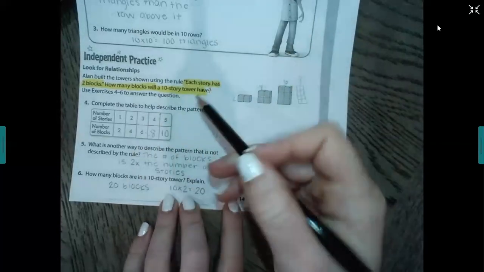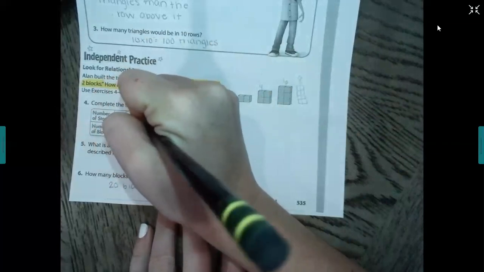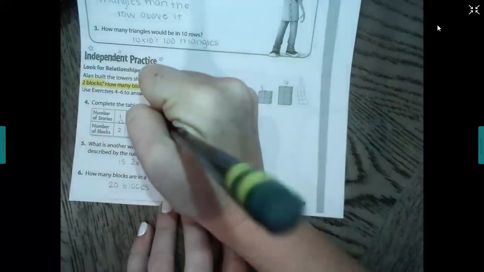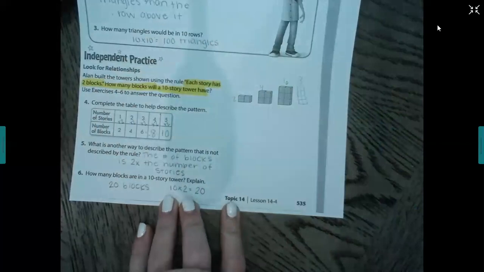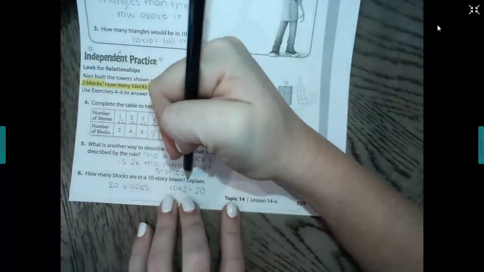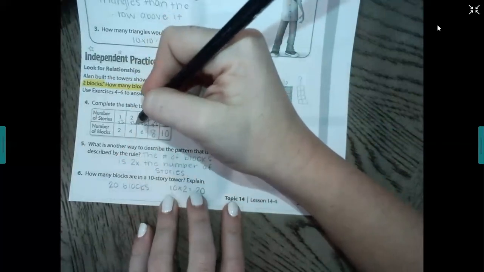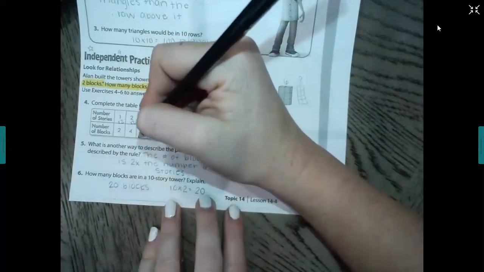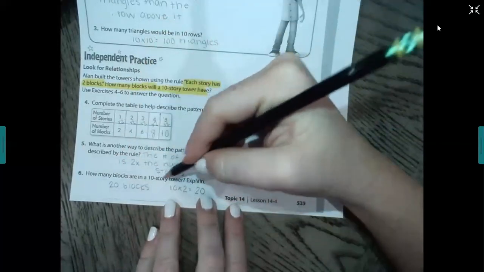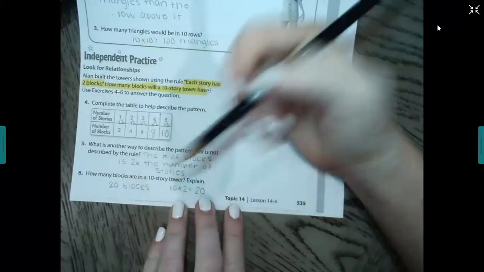So using that rule, and you can go ahead and even write your rule in here so that you remember it. How many blocks are in a 10-story tower? Well, remember, I'm multiplying my number of stories by 2 to get my total blocks. So if I have 10 stories and multiply it by 2, my total would be 20 blocks would be needed.